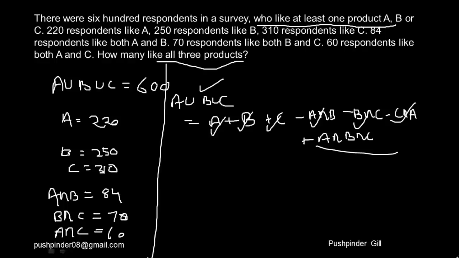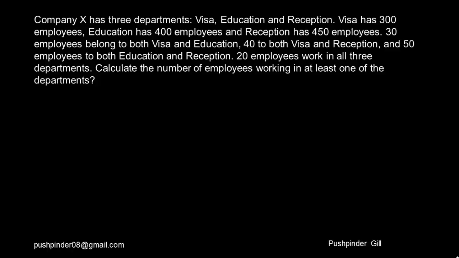Okay, now let's see this question. Company X has three departments, visa, education and reception. Visa has 300 employees, education has 400 and reception has 450 employees. 30 employees belong to both. Now what you need to do is denote them with some figures. Let me say this guy is A, this guy is B, and this guy is C, right? So it has three departments and Visa has 300 employees. That means A is equal to 300. Education has 400 employees. That means B is equal to 400. Reception has 450 employees. That means C is equal to 450.